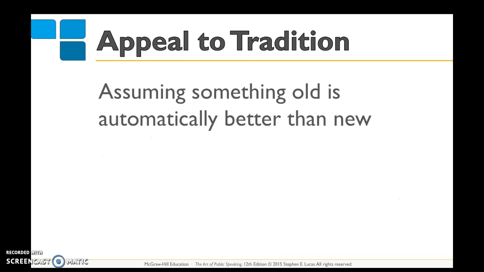The next fallacy is called appealing to tradition. I see this a lot with questions of value as well. You assume that something that's old is automatically better than something new. But you have to remember that just because we've done something forever doesn't make it right. Again, you need to provide evidence on why it is right.